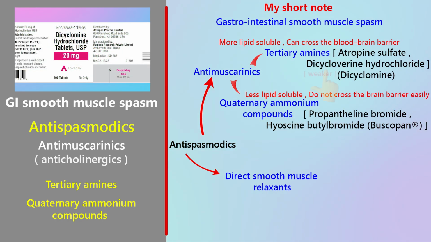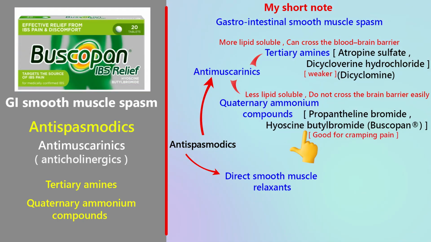Special notes. Dicycloverine has weaker antimuscarinic action than atropine, and may also act directly on smooth muscle, a dual action. Hyoscine butylbromide, used widely as a GI antispasmodic, is poorly absorbed, stays local in the gut, and is good for cramping pain.